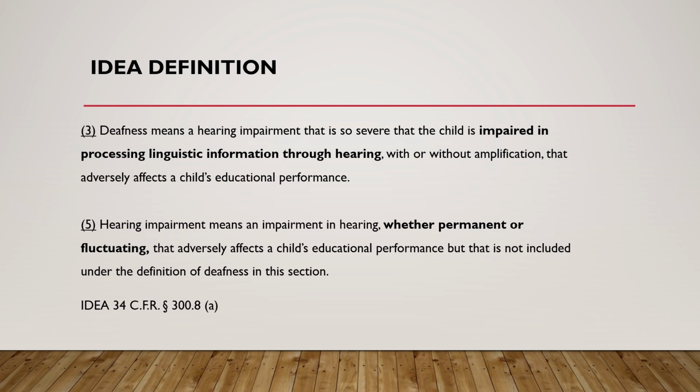You see the differences between these two are marked in bold. In deafness, the specific impairment is in processing linguistic information through hearing, whereas in hearing impairment, this may be permanent or fluctuating, but it doesn't specifically mean that the child has difficulty processing linguistic information. They may just have difficulty hearing as well as other students.